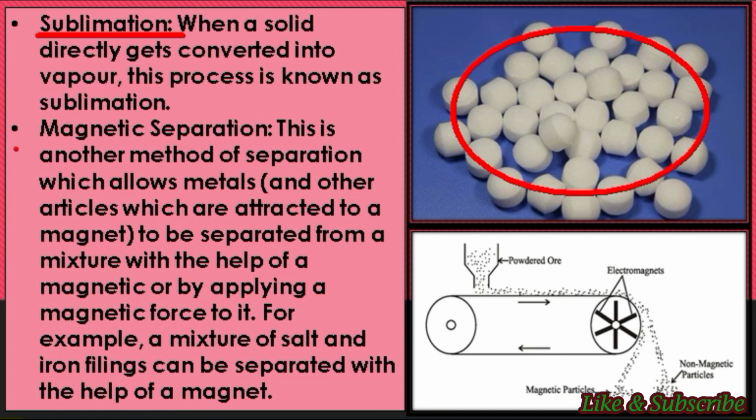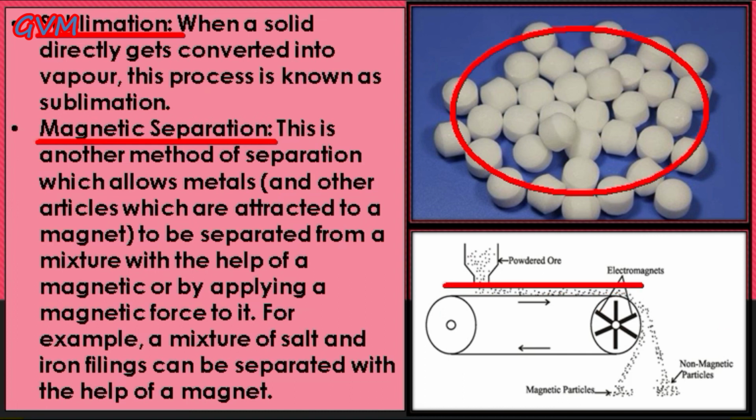The next definition is about magnetic separation. Students, magnetic separation is another method of separation, and this method is basically used to separate metals from the mixture. In this method the mixture is allowed to go through a magnetic belt, as you can see here, and as soon as the mixture goes through this magnetic belt, the metal is separated from the mixture due to its magnetic property, and that's how we can separate metals from their mixture.